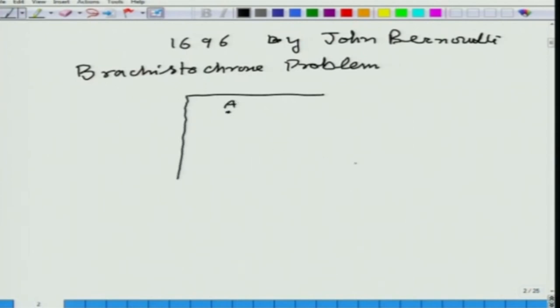A and B, not at the same level, at different levels, and you join them by a smooth curve like this, and a particle slides from A to B under the influence of gravity. Then certainly the time taken by this particle coming from A to B is a function of y, where y is this curve as a function of x. This is the x axis and this is the y axis, and y is a smooth function of x, so that at each point the tangent is defined.